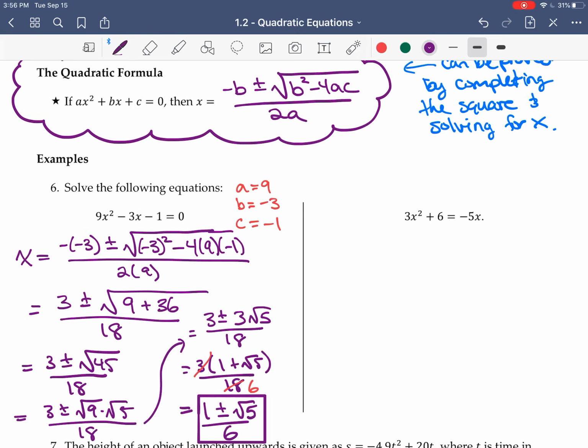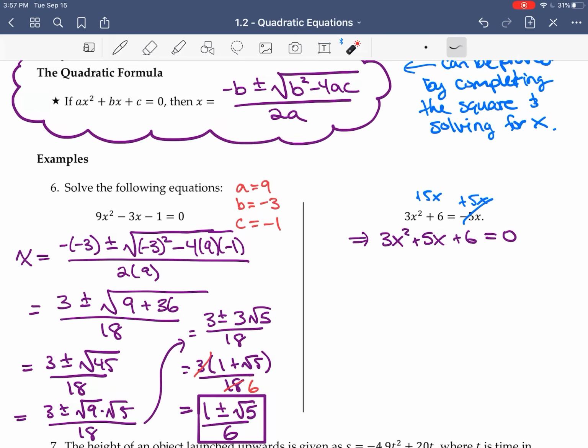So if we wanted to solve this one on the right here, it's not in the right form at the moment. So I'm going to start by moving the 5x to the left-hand side by adding 5x. Okay, so that's going to give me 3x squared plus 5x plus 6 equals 0. So if I was trying to factor this, I would want two numbers that multiply to give 3 times 6, so 18, and add to give 5. And no such numbers exist. So the factoring that way is not possible.